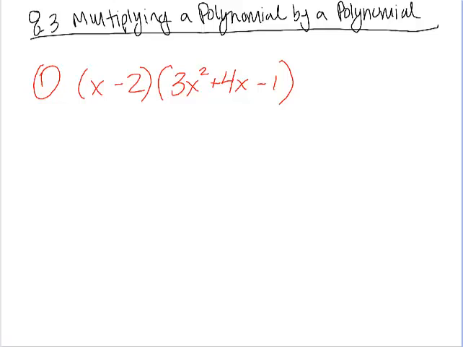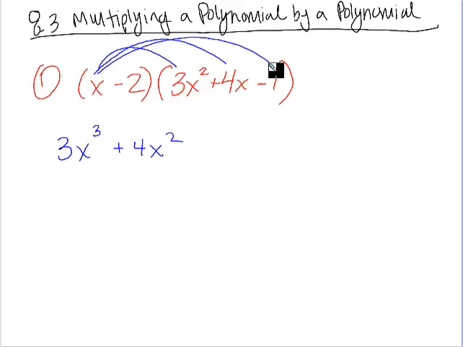Okay, so let's take the x times the 3x squared. What will we get? Good, 3x cubed. Take the x times the 4x. What will we get? Good, plus 4x squared. And then take the x times the minus 1. What will we get? Negative x.